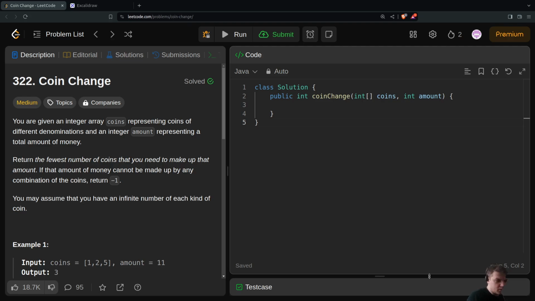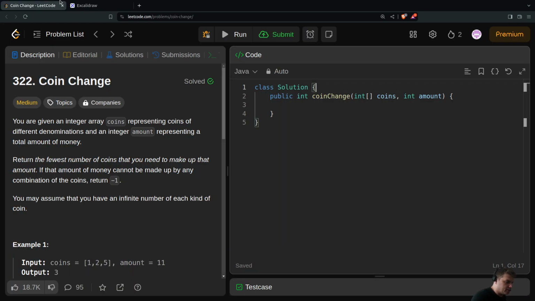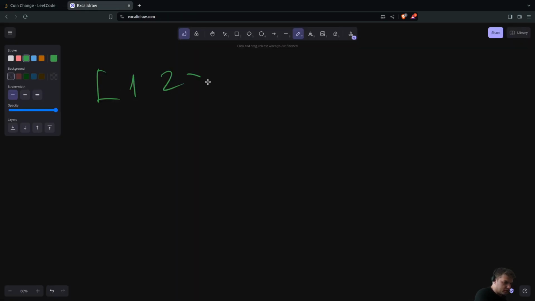So today's problem is Coin Change, 322. The idea is I have coins, as they said, 1, 2, 5 in the array.